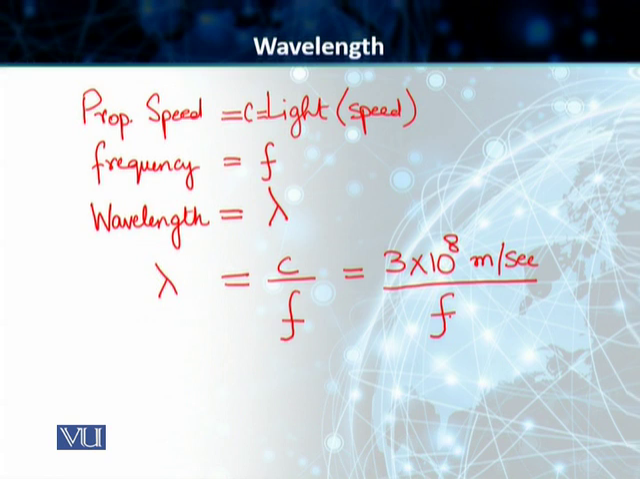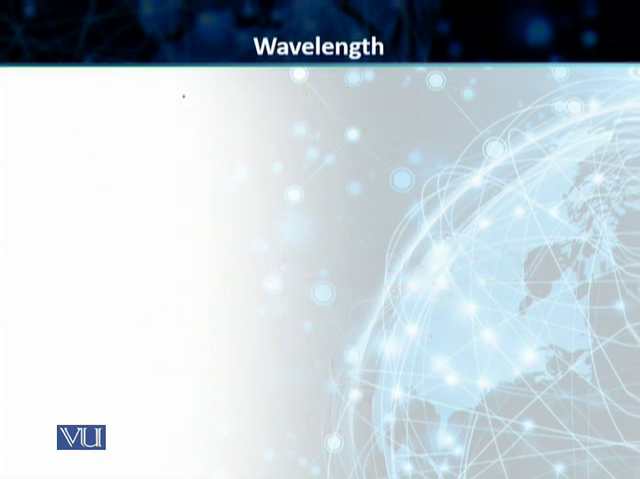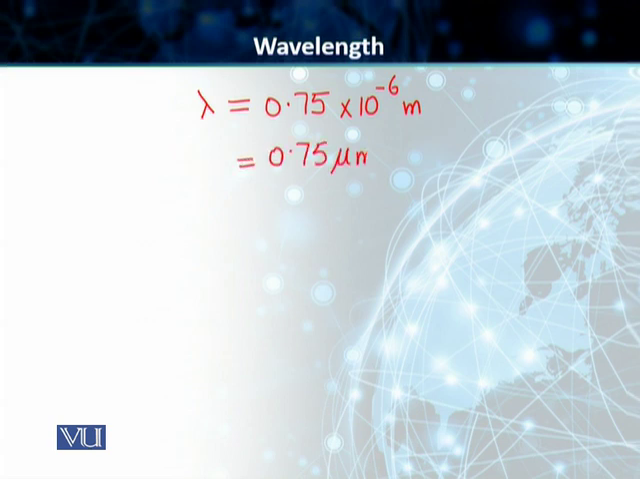Let's try to do that for the red light. In the case of red light, our frequency is 4 multiplied by 10 raised to the power 14. Now if you do the maths, this comes out to be equal to 0.75 into 10 raised to the power minus 6 meters, or 0.75 micrometers.